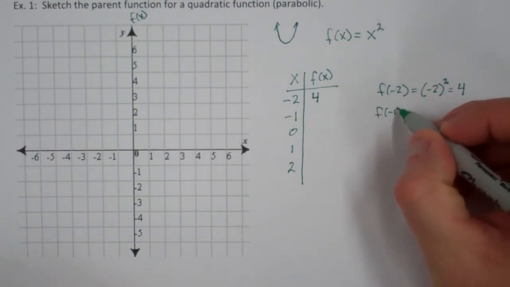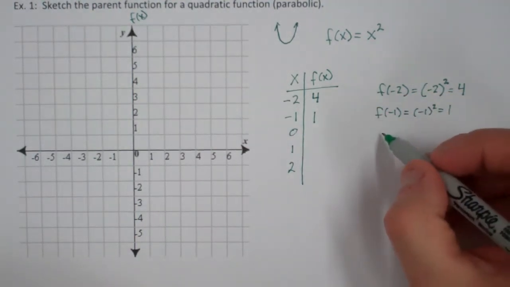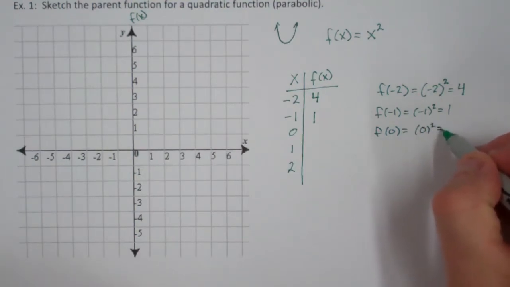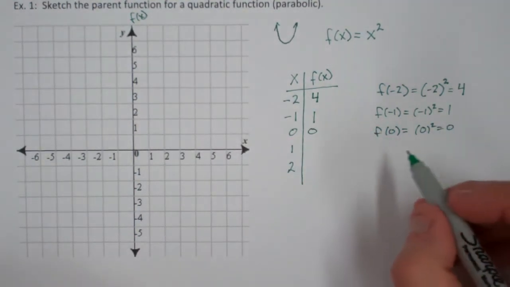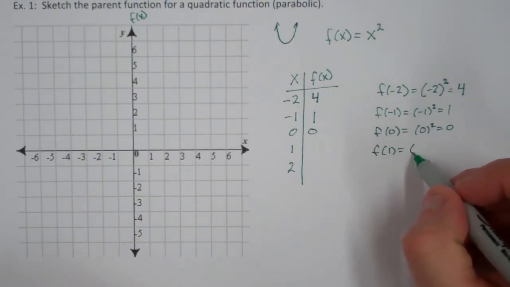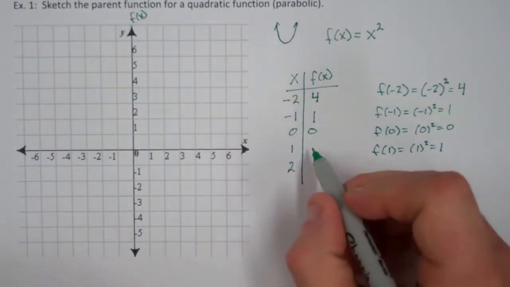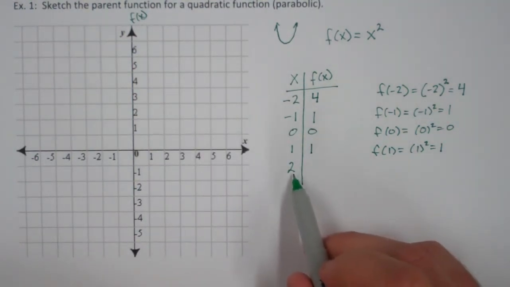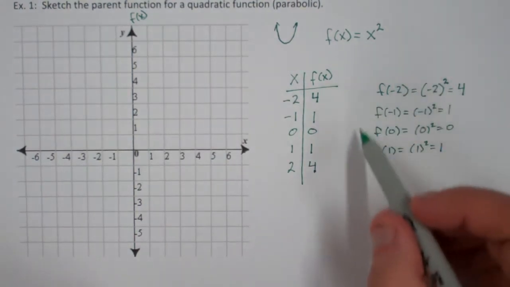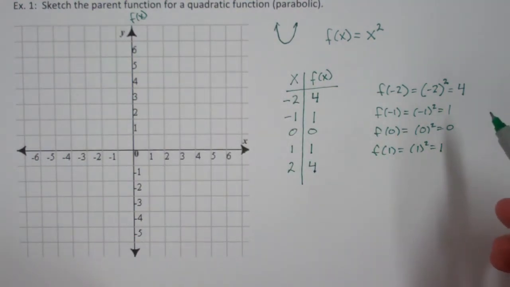We'll do f at -1. That's -1 squared, which is +1. F at 0 is going to be 0 squared. That's 0. And you'll notice that when we square a negative or square its positive value, we actually wind up with the same thing, which is kind of why it's U-shaped. So that's going to be a 1, and I'm not even going to do the 2. I know that 2 squared is 4. You don't have to write this all out. The goal is for you to be able to recognize these values and graph them immediately.